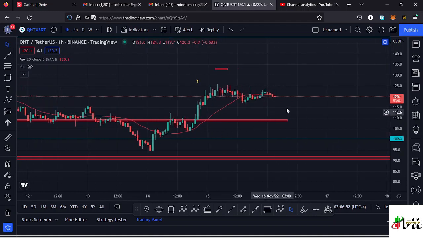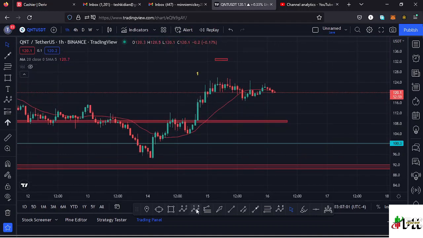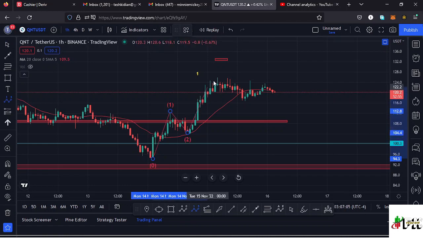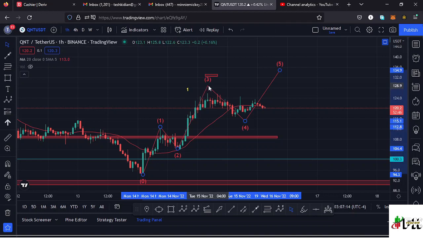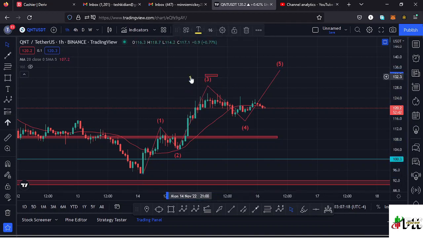If I draw them out, we can have these as the first wave to the upper side, then a wave 2, then we have continued pushing higher in the formation of a wave 3, then I'm expecting a wave 4, and then continue pushing higher in the formation of a wave 5. Once we see the formation of that fifth wave to the upper side, then that will be completing a first wave to the upper side.